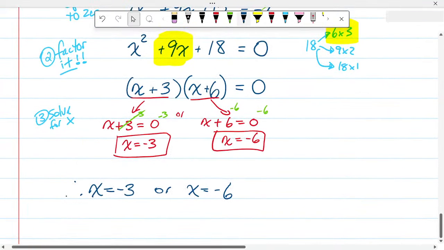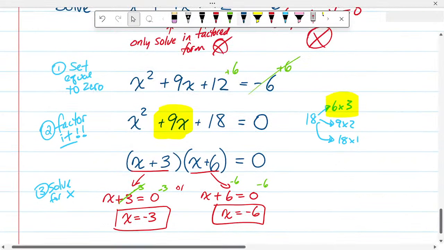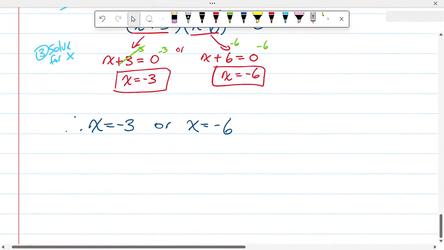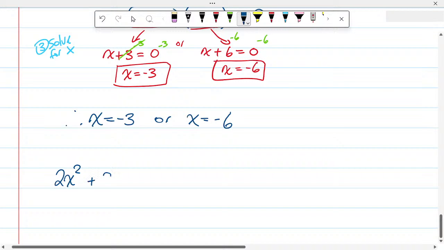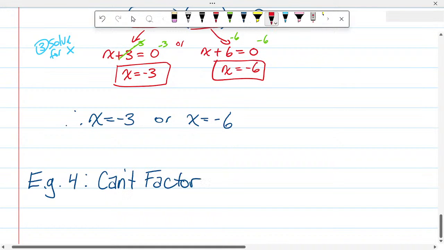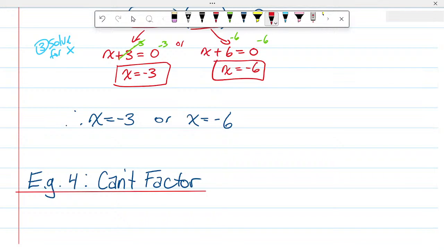There's a few other cases, and you'll come across them in the homework, but they're all variations on this. You always have to set it equal to 0, and it always has to be in factored form. But this, of course, raises a question. What if you can't factor it? What if instead of this being x squared plus 9x plus 18, it had been 2x squared plus 9x? This is going to be example 4. What happens if you just can't factor it? Sometimes you can't factor it.